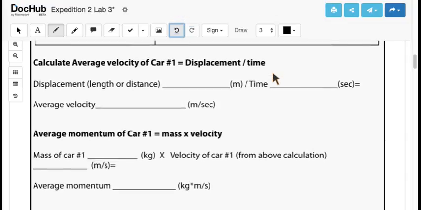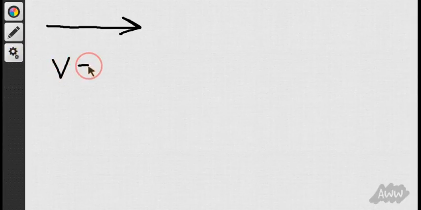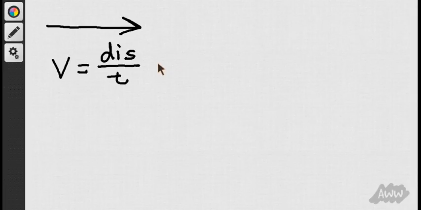Now, you're going to calculate both the velocity of the car and the momentum of the car. So you might want to look at how we do that. It's pretty straightforward. You guys know this. When it comes to velocity, remember, velocity is the speed of an object in a given direction. So it's a vector quantity. So it's going to be in a direction. So let's look at the equation. It says that velocity is equal to, I'll use DIS for displacement because that's a little bit different, divided by time. And when you are solving for a problem, always remember to write the units.